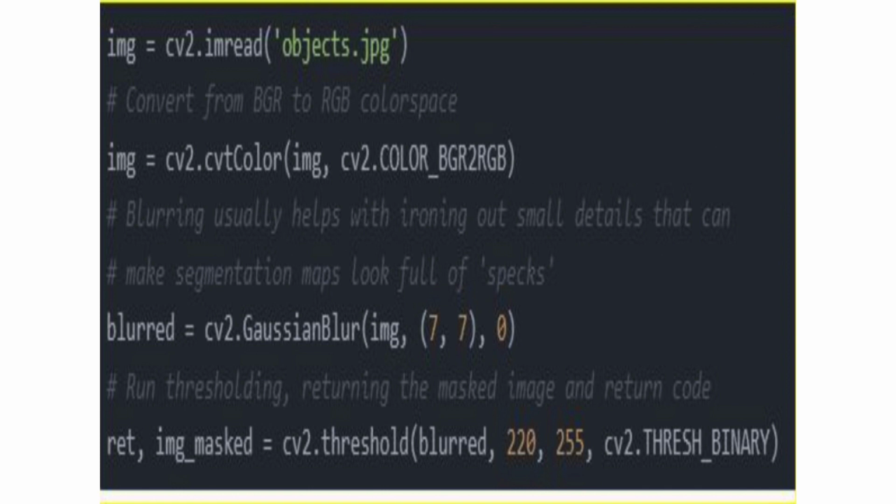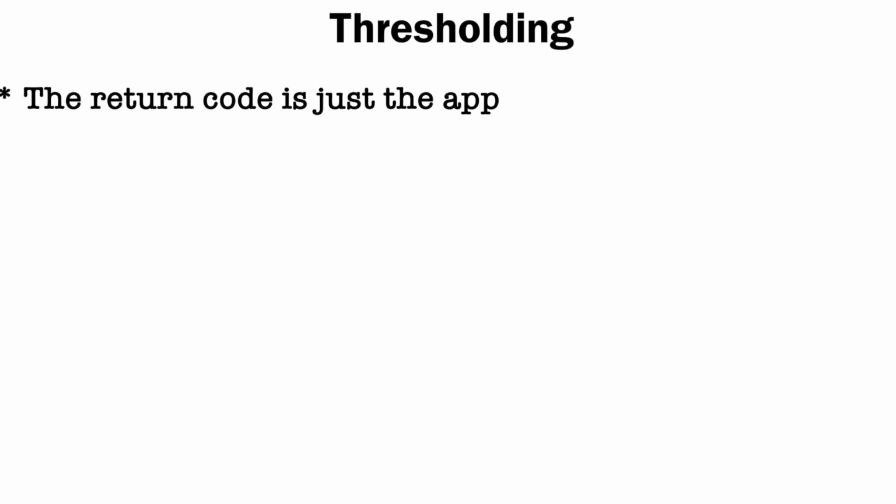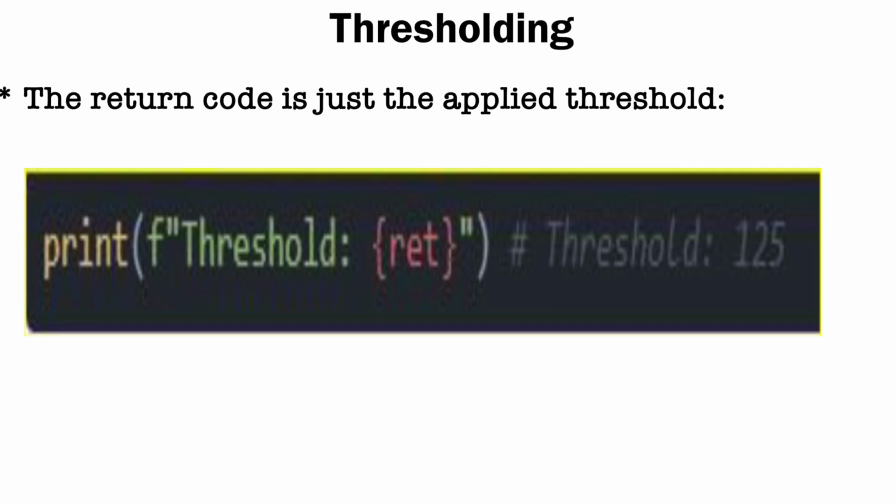cv2.GaussianBlur on the image. What does this blur do? That function takes the noise values and removes this noise by blurring the image. So, we are loading the image, converting it to gray level, and blurring the noisy image from the input image. Then the return code is just applied with the threshold value. Here we print the threshold return, where we find the threshold values.